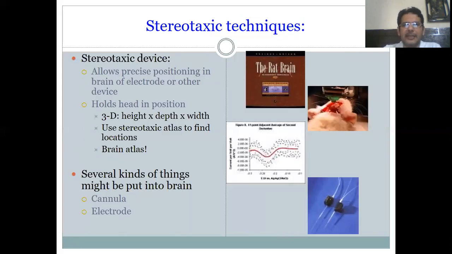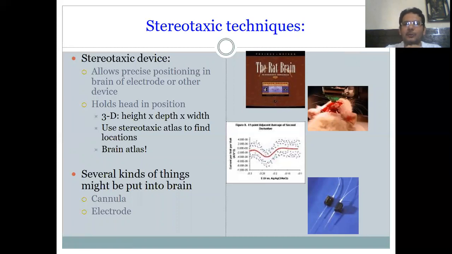Then there are stereotaxic techniques. I will describe these stereotaxic techniques briefly. We use stereotaxic devices for this, and this allows precise positioning in the brain of electrodes and other devices. In this case, for the animal, we have to make it unconscious, and then we open the brain, and then we put in specific devices. I used to do this while I was in Japan. I have one slide on the technique that we used to do, as I also mentioned in the first lecture, about the area that we were working on.